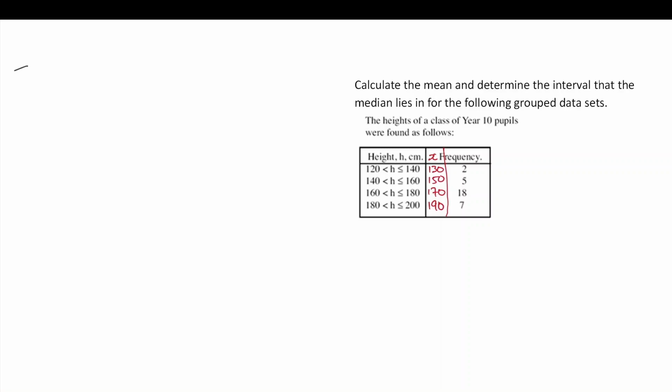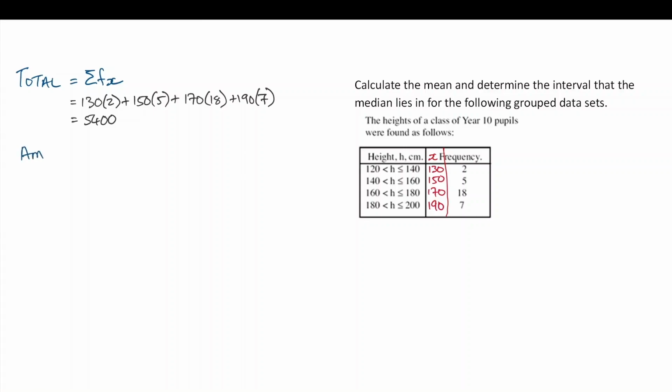Let's use them to calculate the total. So the total, and we know the notation that we're now using, is going to be the sum of fx. Each of these x values multiplied by the frequency associated with it. We'll take each of these x values and multiply them by the associated frequency. 130 times 2, 150 times 5, 170 times 18, 190 times 7. From that, we get a total of 5,400.